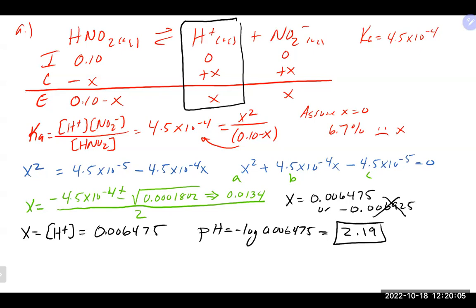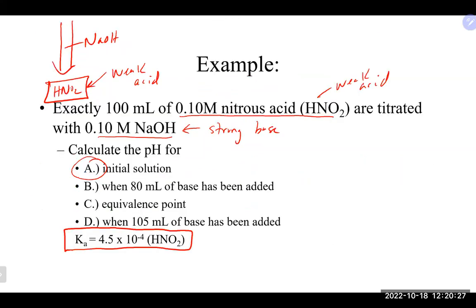Any questions on any of those steps? So this is just a regular sort of Ka problem, because we are basically just starting with a weak acid at this point. Any questions on that? Okay. Then let us take a look at the next part, which is B.